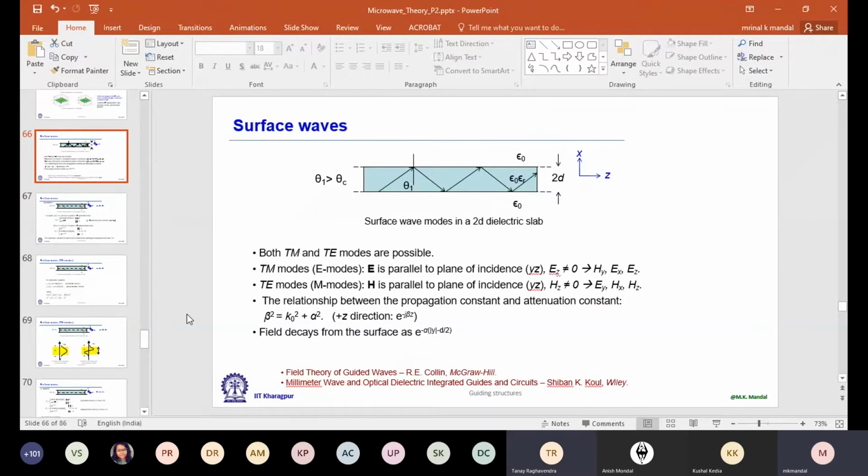Okay, sir. Now, what is surface wave? You can even test it in full wave simulator. I'm coming to that point. Right now I don't have any picture. So what is surface wave?